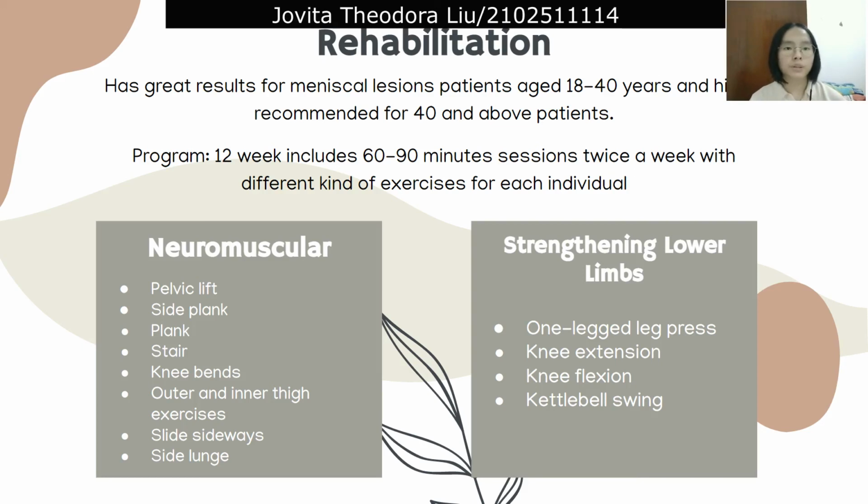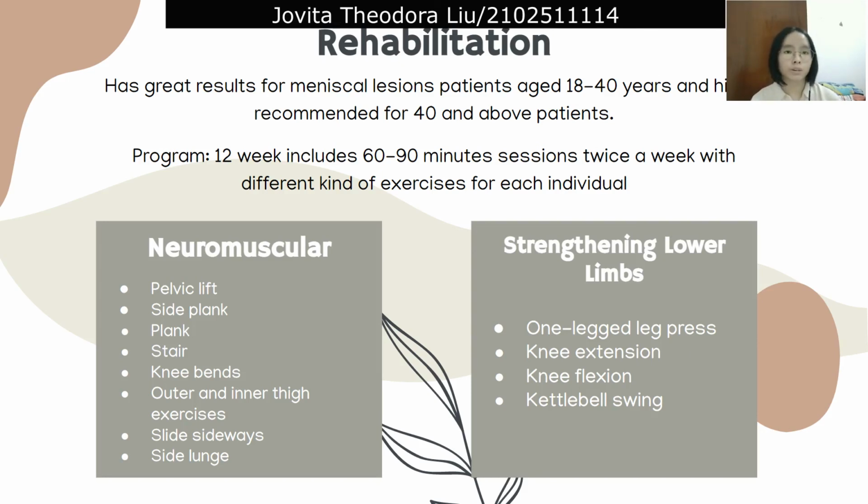Now I will explain to you about the rehabilitation and prevention of meniscal lesions. The treatment for meniscal lesion is followed with exercise therapy. It has great results for meniscal lesion patients aged 18 until 40 years and is highly recommended for patients 40 and above. It has a 12-week program, includes 60 until 90 minute sessions twice a week with different kinds of exercises for each individual. There are 2 types of exercises.